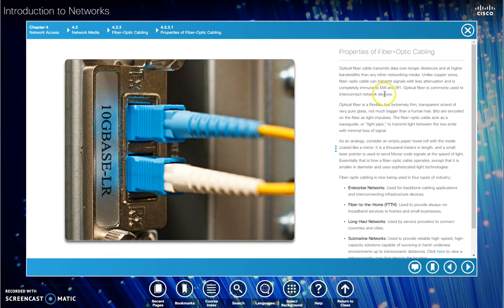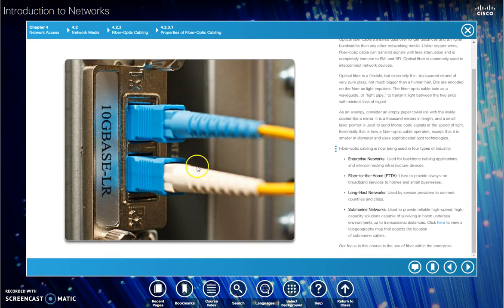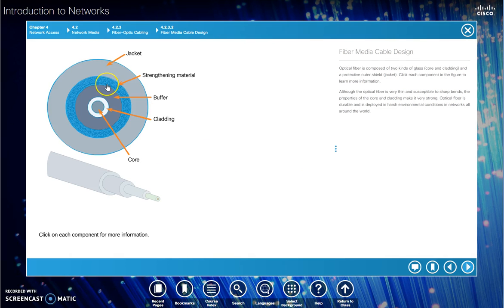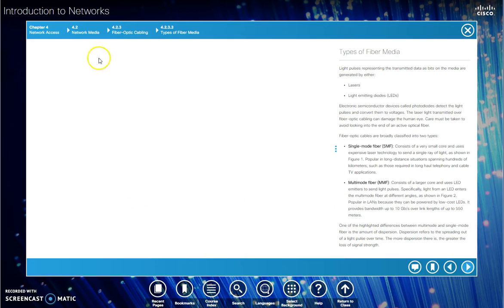Fiber. Faster. Way faster. Submarines, long haul. This is stuff we use between cities, but you have to have boosters too. Jacket, strength of material to protect from damage, buffer, cladding, core. It's actually a very, very tiny part where all the light is sent.